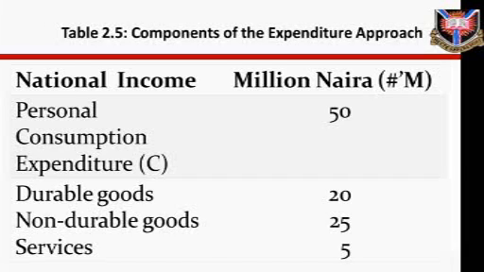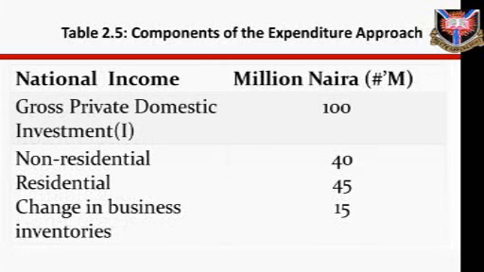Personal consumption expenditure. It has a value of 50, and the breakdown is durable goods 20, added to non-durable goods 25, added to services, and then we have 50. Gross private domestic investment, the total is 100, and the breakdown is non-residential 40, residential 45, change in business inventory 15, which adds up to 100.